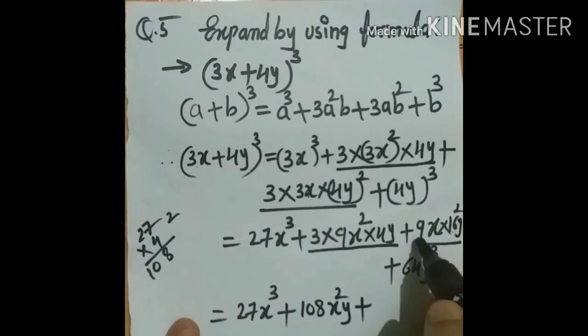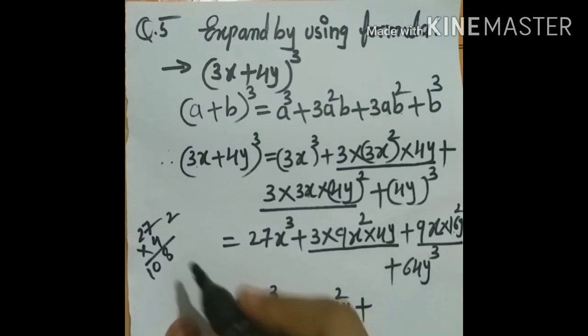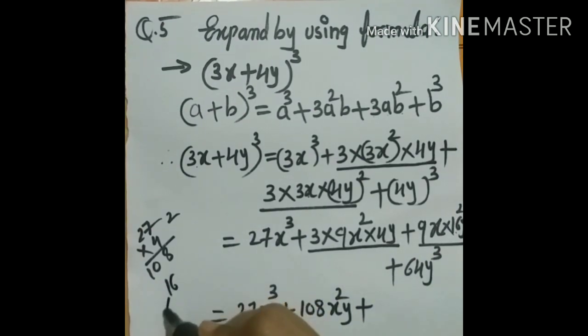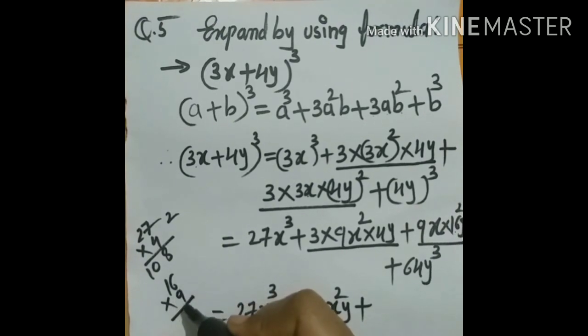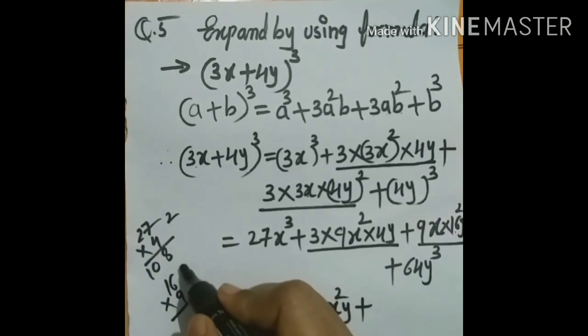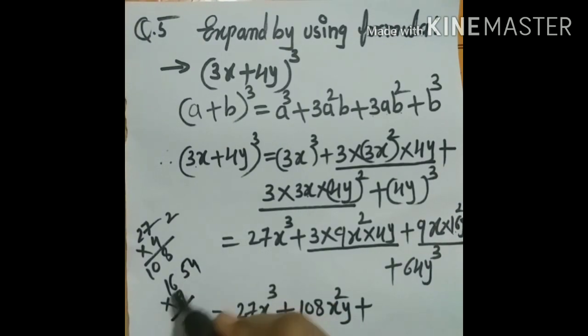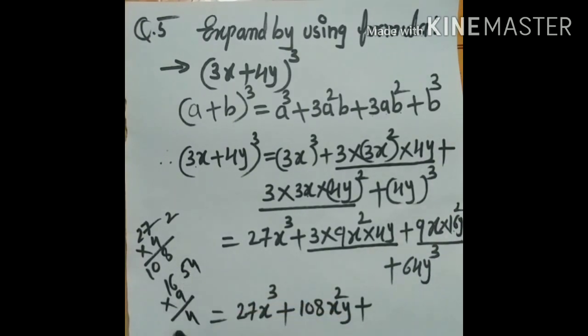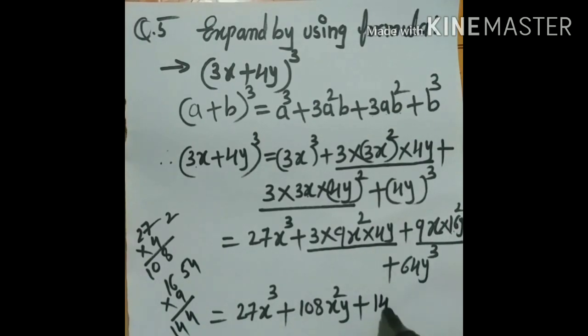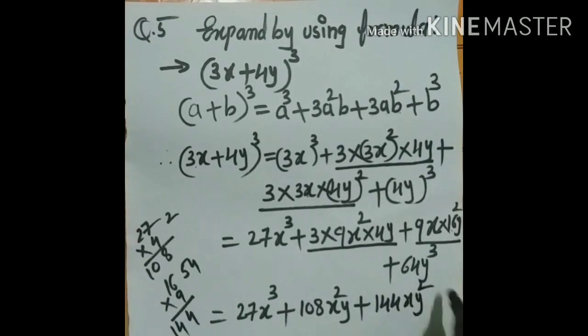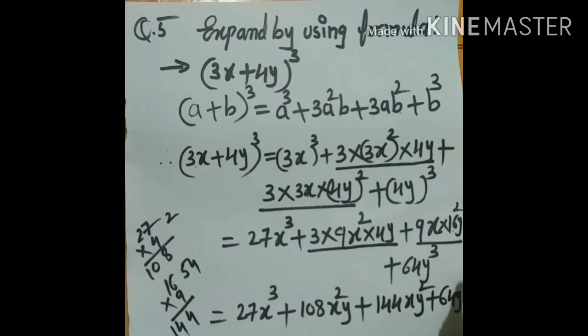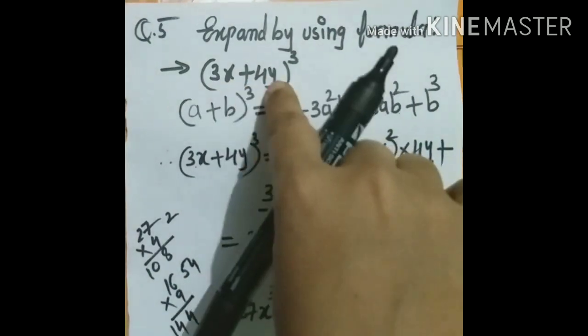Here children, 16 into 9. 16 nines are, children. If you don't know, then you have to do multiplication. 16 into 9. 9 sixes are, what do you get, children? Tell me. 54. 9 ones are 9 plus 5 you get 14. 144x y square plus 64y cube. This way, children, you have to find the answer of this question.